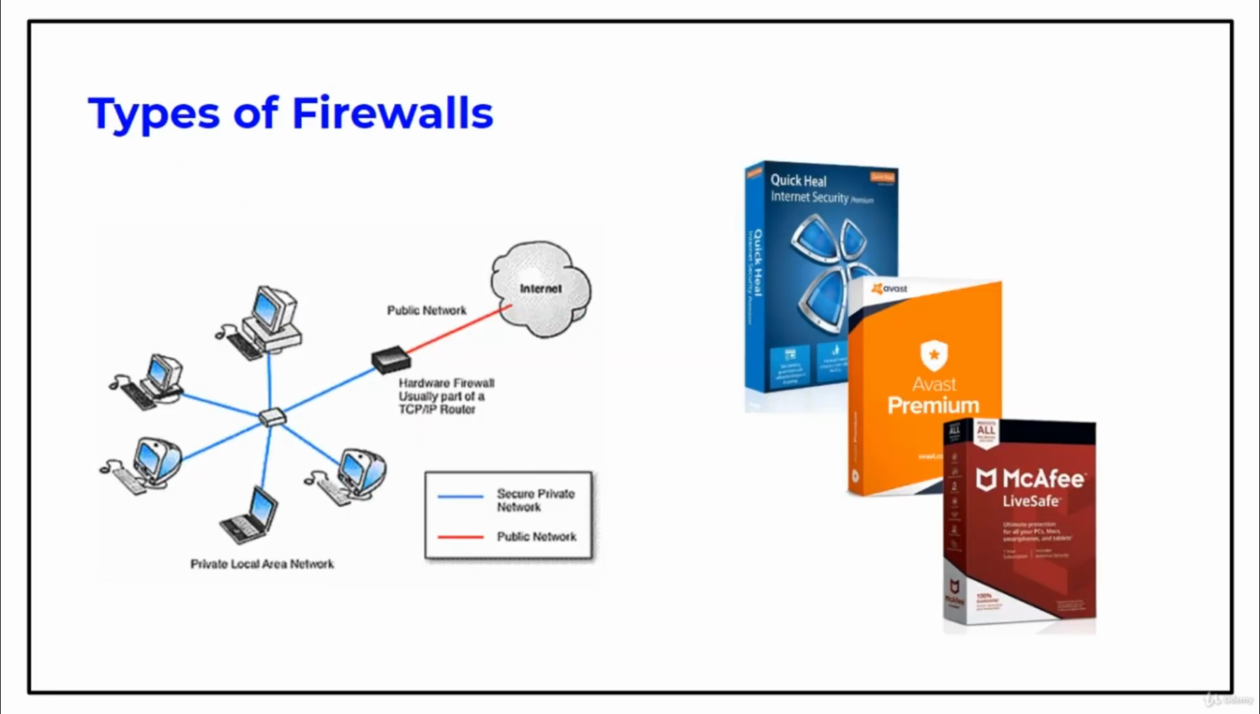Now, as we have discussed, there are 2 different types of firewalls. First one is a hardware firewall and the second one is a software firewall. Hardware firewalls are basically installed on the routers connecting the network and the internet, and software firewalls are basically programs installed on computers or laptops. The common examples of software firewalls are Quick Heal, Avast, and McAfee.